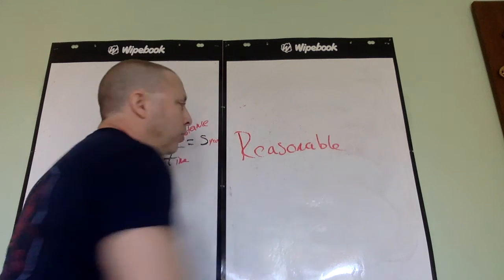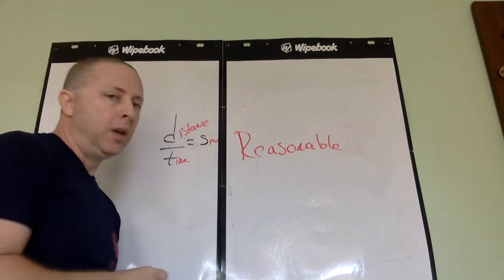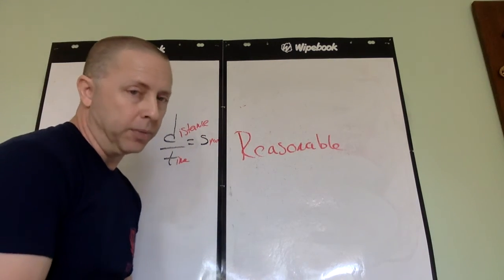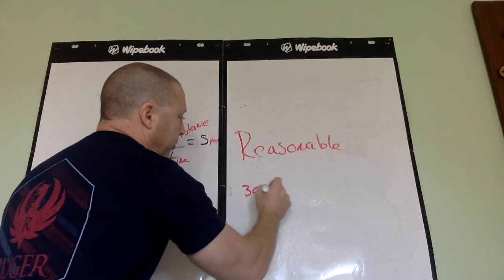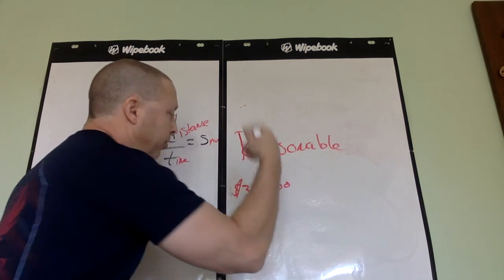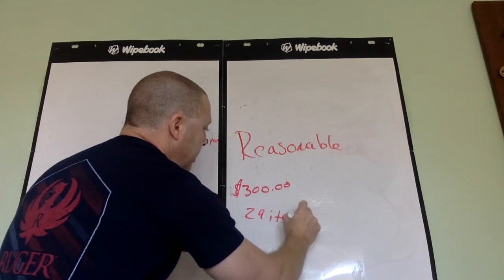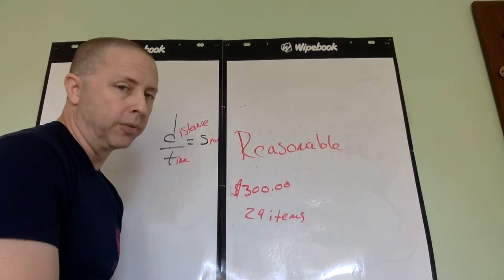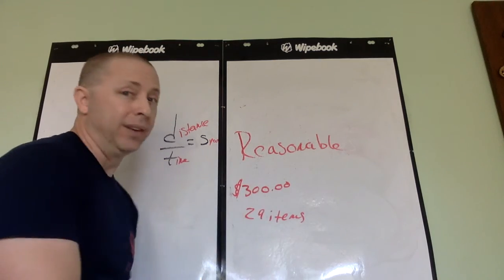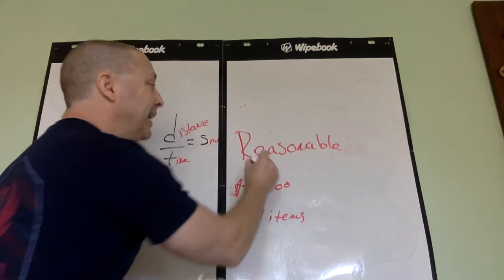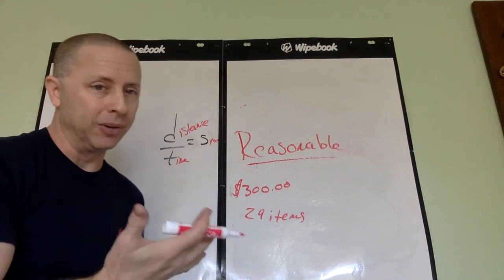is your answer reasonable? If your initial purchase price for something is $300, and you're trying to figure out how much 29 items cost each, and your purchase price is $300, and you come up with an answer that is like $500. Clearly, that's not reasonable. You made a mistake.